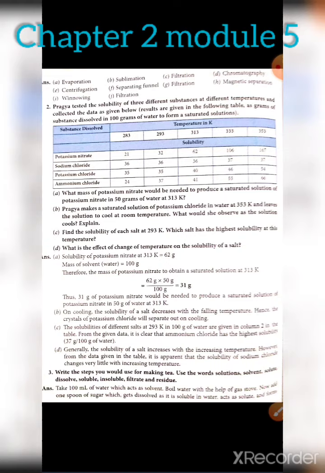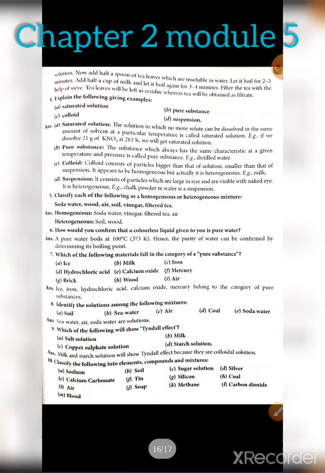Then write the steps you would use for making tea. All of you know how to make tea, so you have to write just the steps. So you can take the help from this also. The answers will be provided to you. Then explain the following giving examples: saturated solution, pure substance, colloid, suspension. All four are given in the notes already, so you can write from there or you can take the help of these answers.